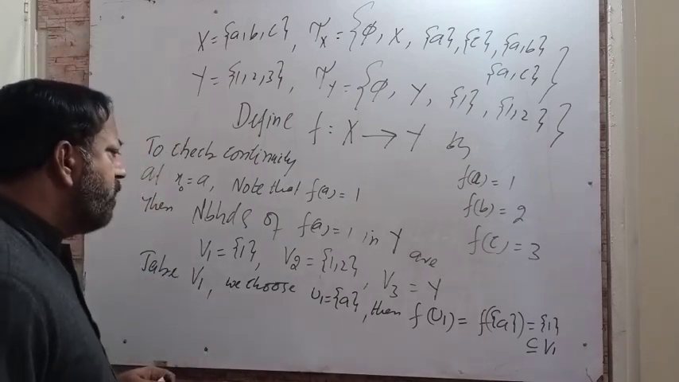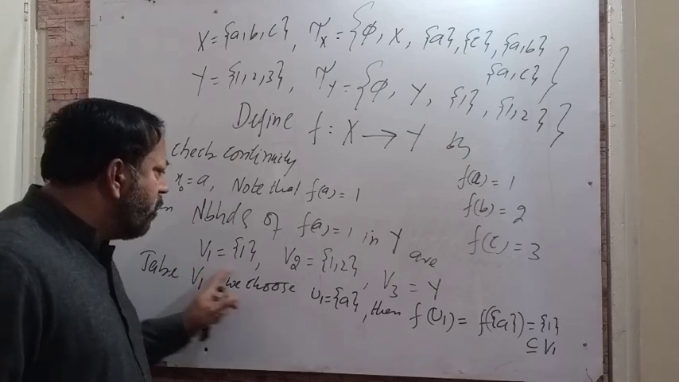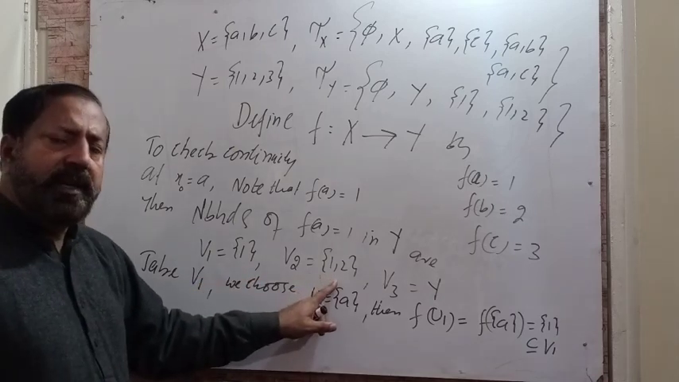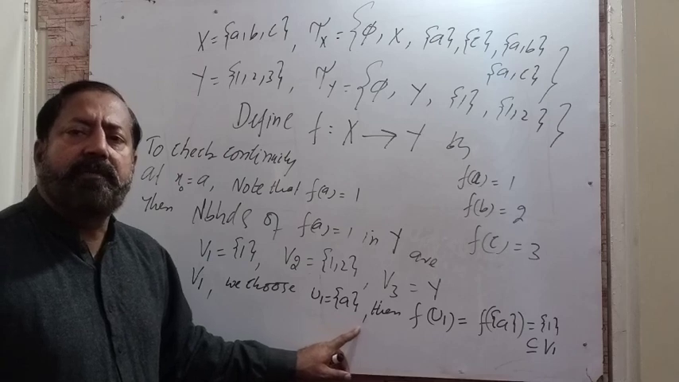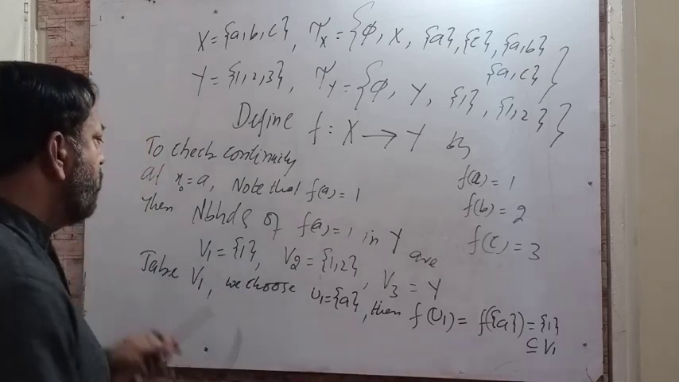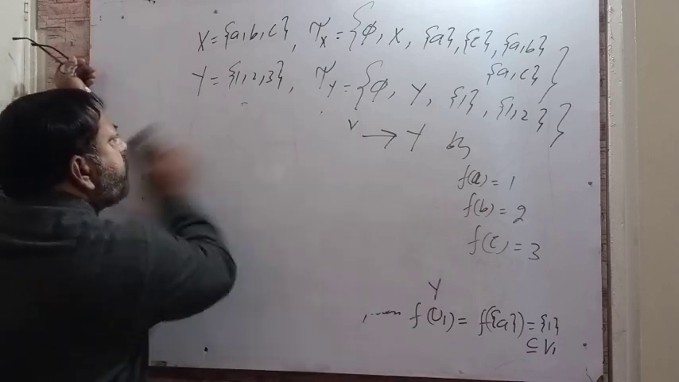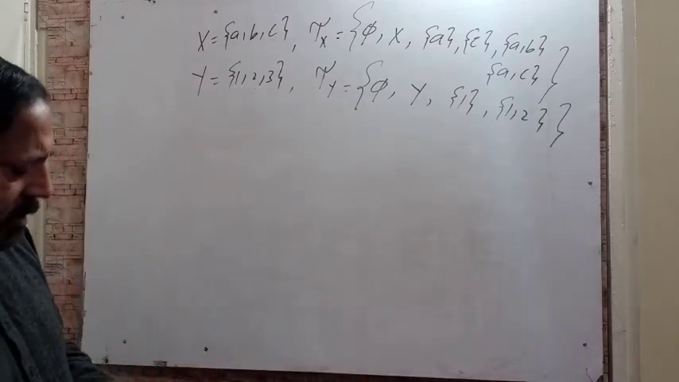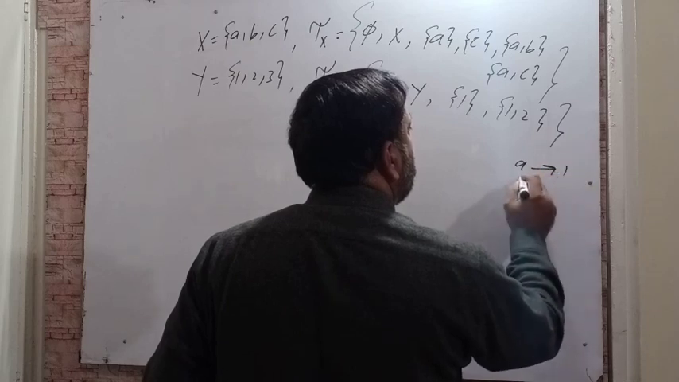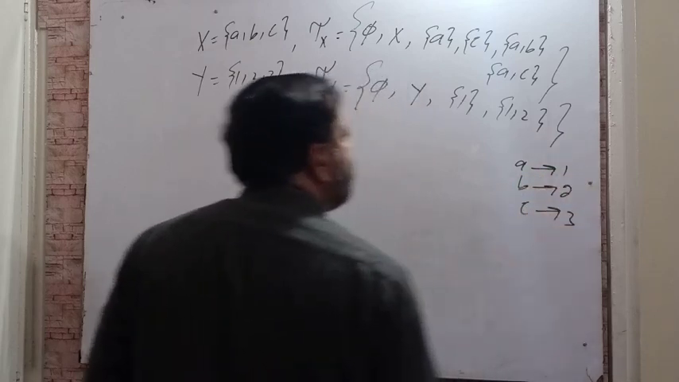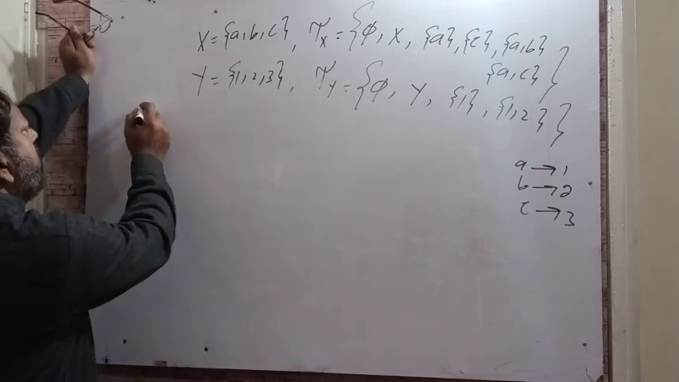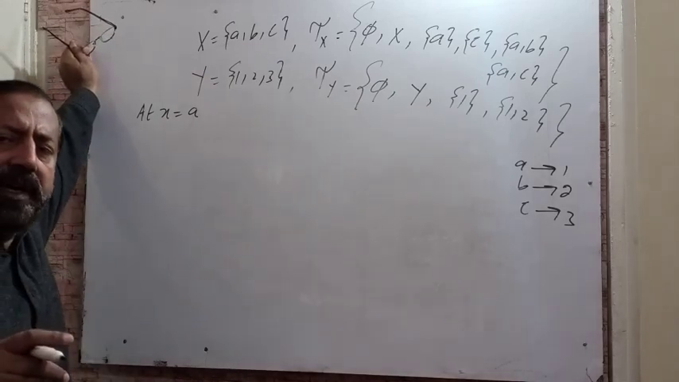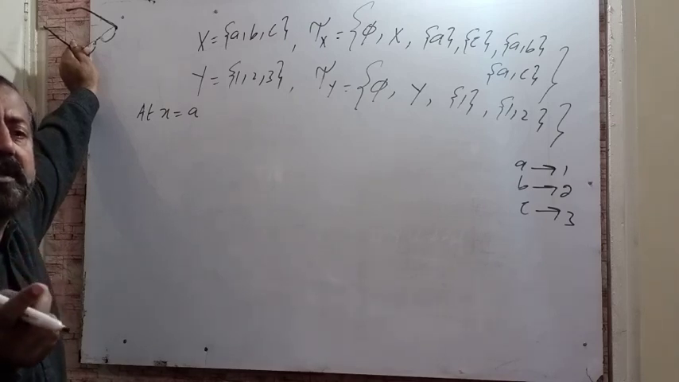So you can choose all the neighborhoods of a first. Then you can write all the neighborhoods of a. Then from those neighborhoods you can choose as per convenience so that the definition is satisfied. Like again, we know the definition. The definition is a to 1, b to 2, c to 3, right? So again, I want to check continuity at x is equal to a. Find the neighborhoods of f of x in y.